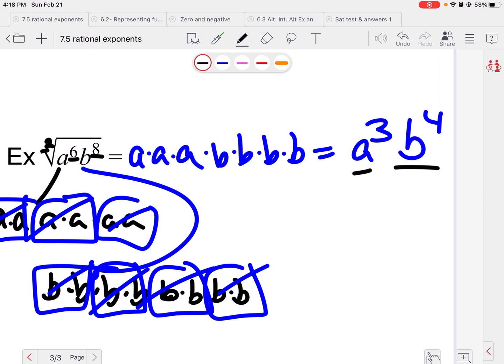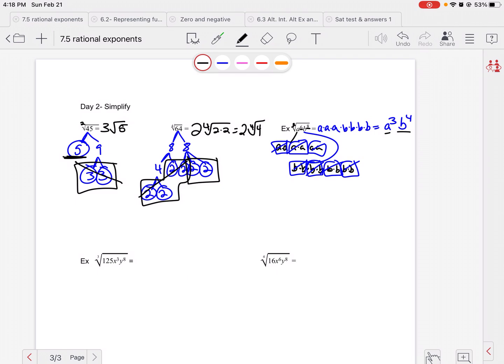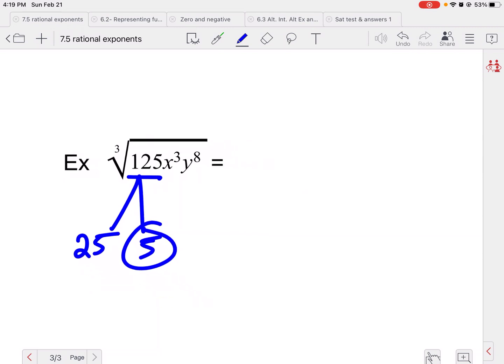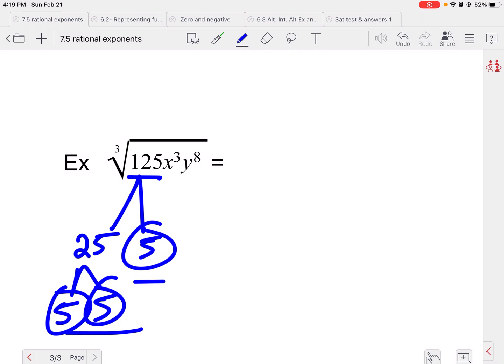So the shortcut is to just divide whatever number's on the outside into the inside, and you might have some leftover ones. Okay? Let's look at another one like this. So very similar, I'm going to deal with the numbers first. Now I know 125 is 25 times 5. Okay? And 25 is 5 times 5. Okay, so I have 3 5's, so I can pull one of them out, and there's nothing left now. Okay? Again, if you knew the cube root of 125 is 5 right off the bat, use that.